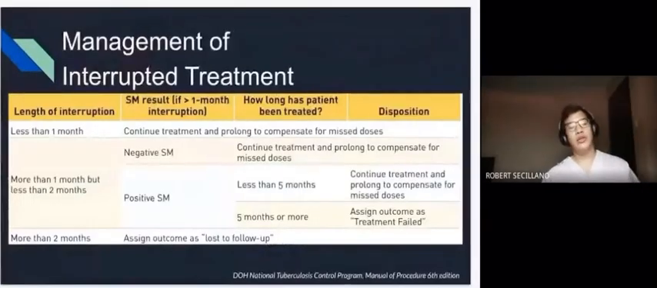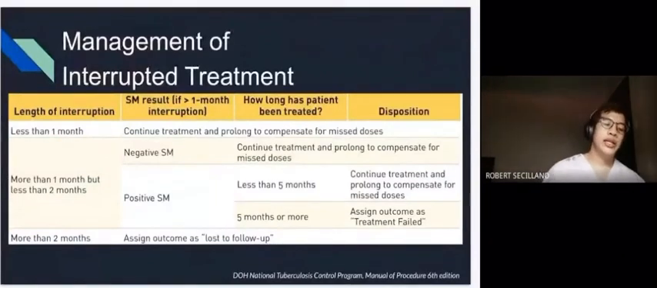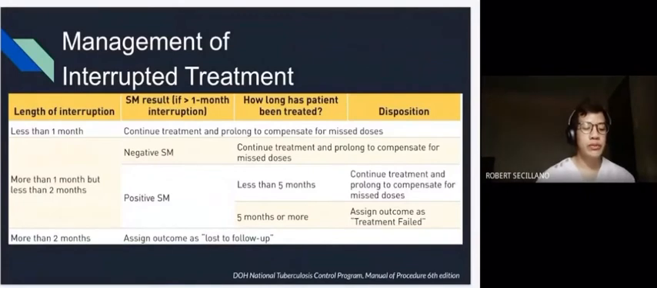So next, how do we manage interrupted treatment? So if less than 1 month of interruption, we will continue the treatment and prolong to compensate for the missed dose. But if the interruption of the therapy is more than 1 month but less than 2 months, we will do sputum microscopy. If it is negative, we will continue the treatment and prolong to compensate for missed dose.